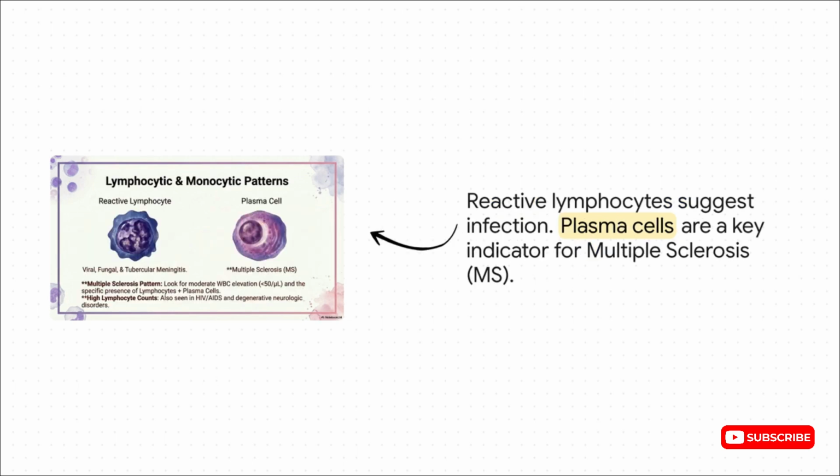Okay, let's switch gears to our lymphocytic and monocytic patterns. When you start seeing reactive lymphocytes, like the one here with that classic deep blue cytoplasm, your differential diagnosis should include things like viral, fungal, or tubercular meningitis. But when you see plasma cells, like the one on the right with that very distinct off-center nucleus, you need to think about something very specific: multiple sclerosis. In fact, the classic pattern for MS is a moderate increase in white cells with both lymphocytes and plasma cells present. High numbers of lymphocytes can also show up in other conditions like HIV/AIDS or certain degenerative neurologic disorders.